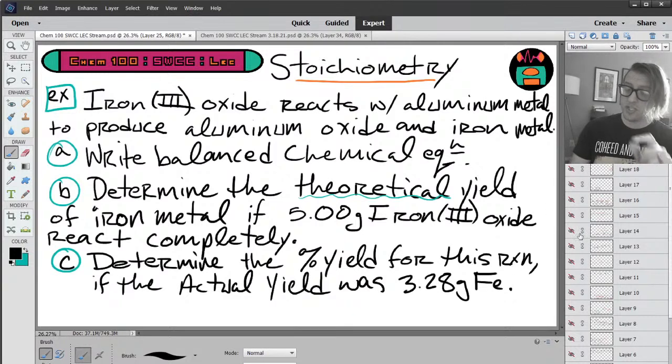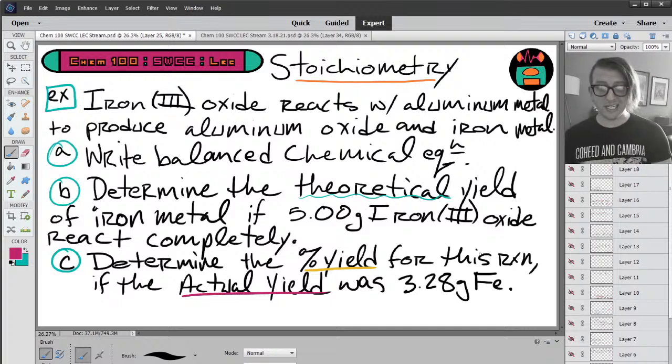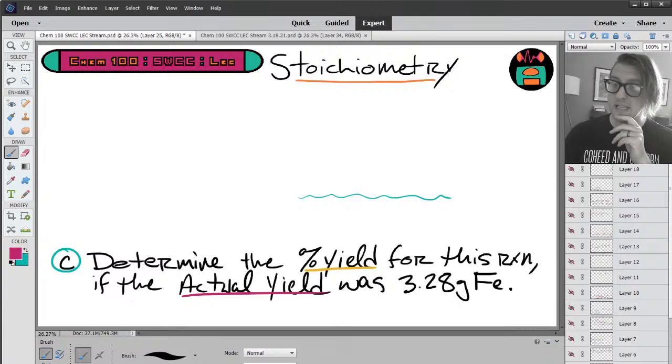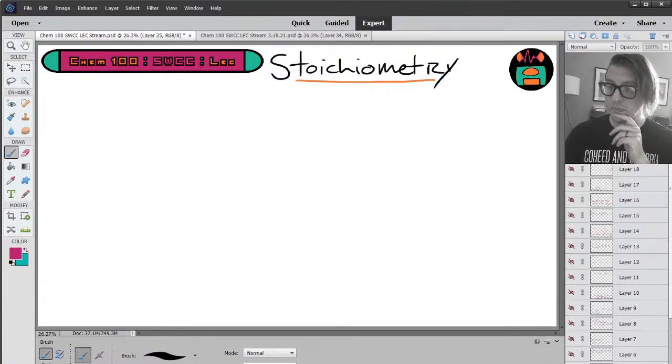You'll notice that we just calculated our theoretical yield, and now I'm throwing 2 new types of yields at you. Something called a percent yield, and then something called an actual yield. What are these things, and how do they relate to the theoretical yield? Let's break them down, and then we'll come back and do this last part of the problem.